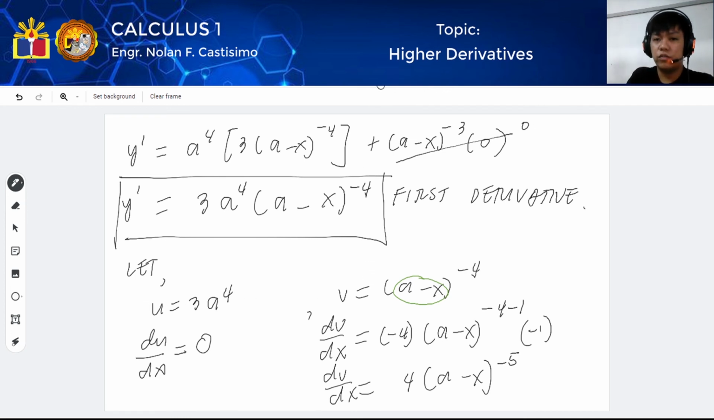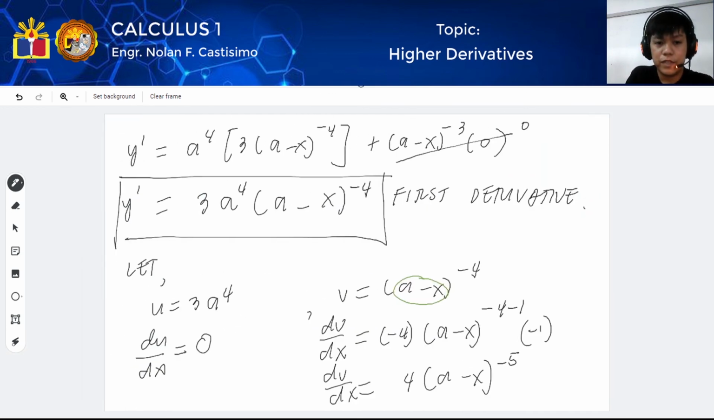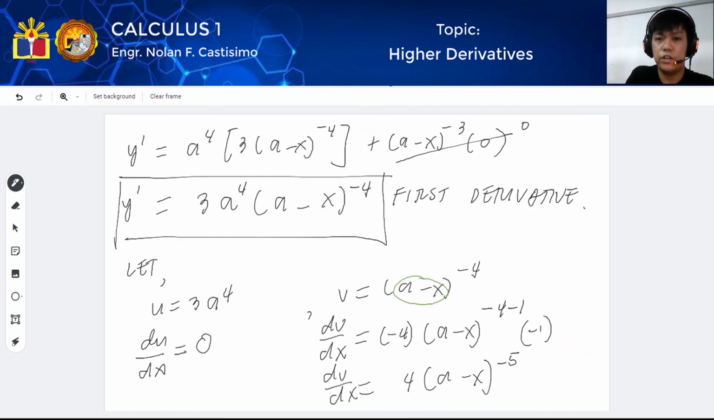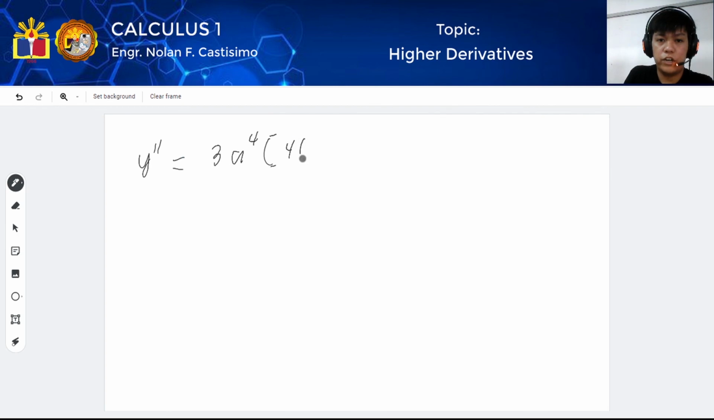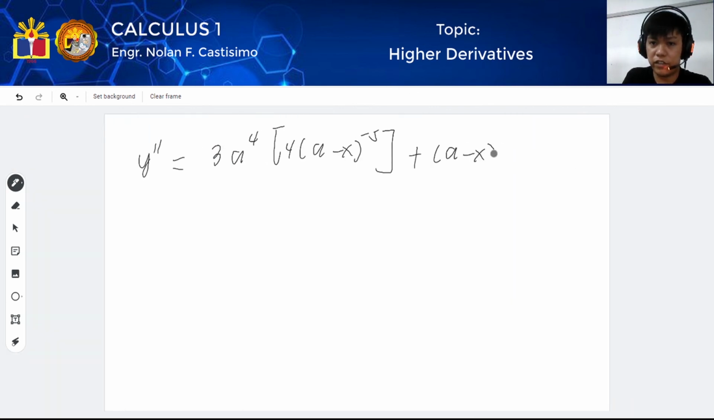Now, kunin na natin yung second derivative. y double prime is equivalent to u. Na yung u natin, 3a raised to 4. And then, dv natin, we now have 4 times a minus x raised to negative 5. Plus pala, v, so a minus x raised to negative 4, and then yung du natin is equivalent to 0.